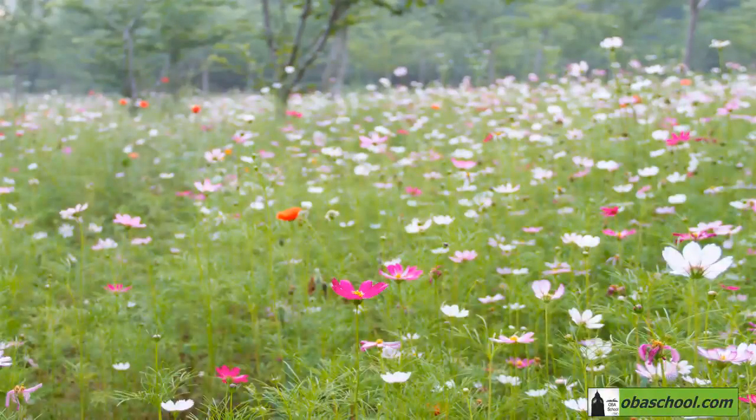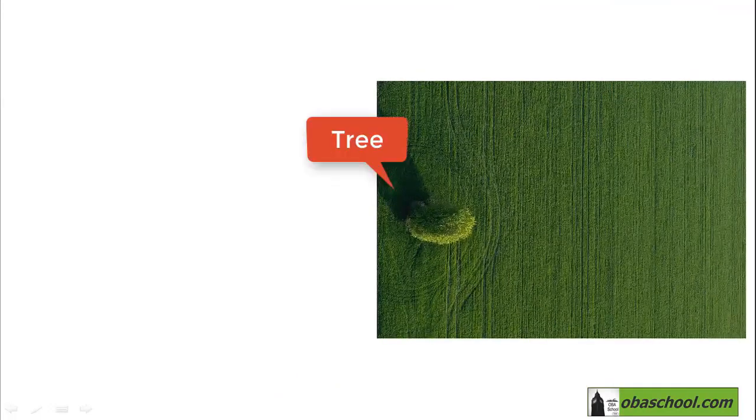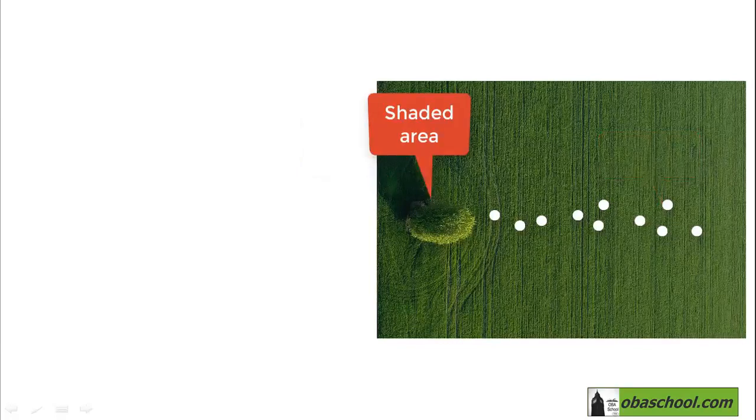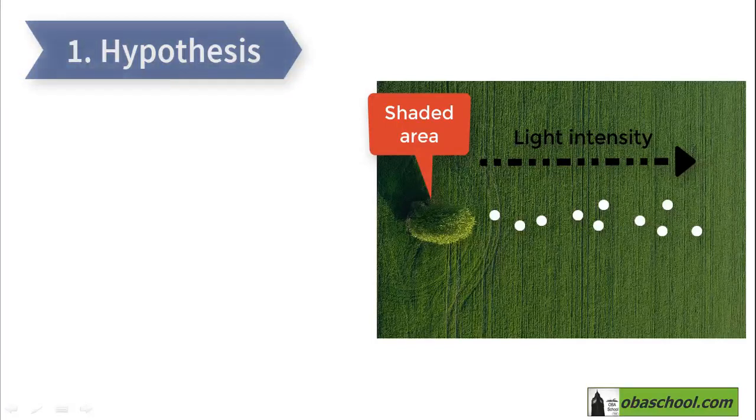Let's say we decided to investigate the effect of light intensity on the distribution of daisies on a lawn. And suppose that this is our lawn. Here we have a tree, and the white circles are daisies. As you can see, this area is shaded because of the tree, and as we move, light intensity increases. Then, what would be the hypothesis?